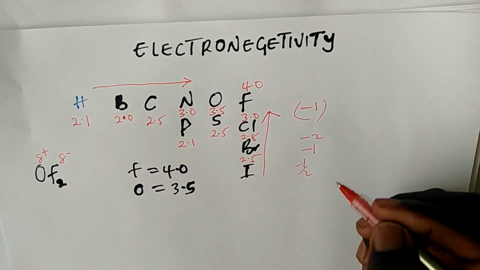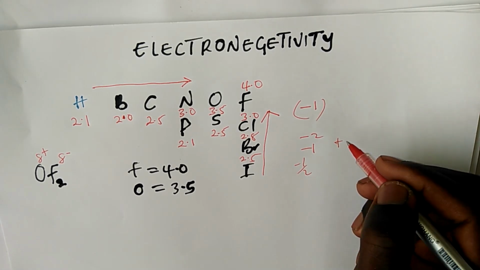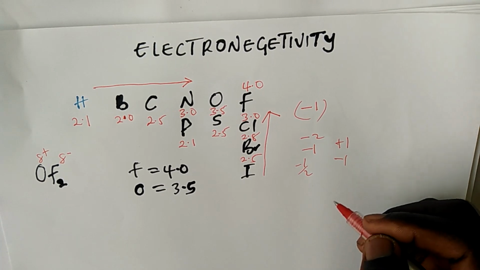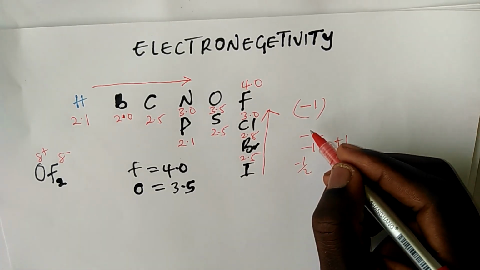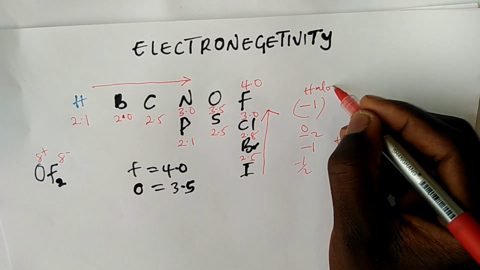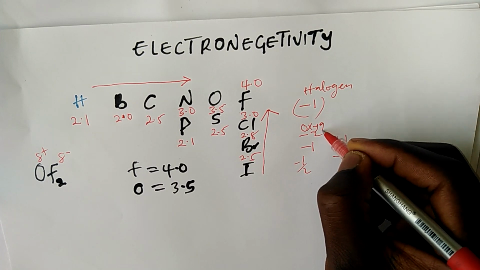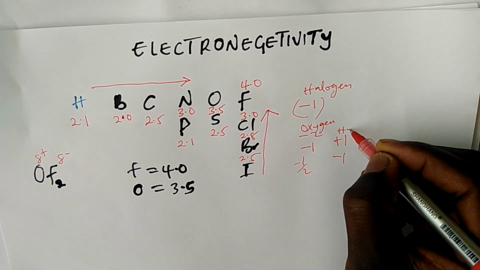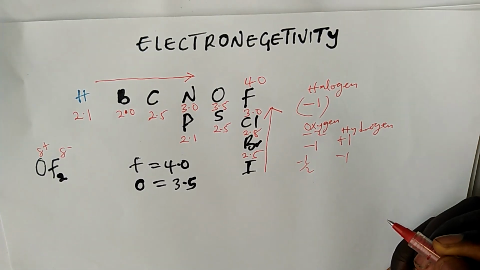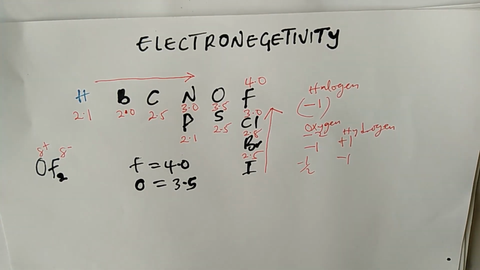We know oxygen carries -1 when it's attached to a non-metal, and it's carrying -1 when it's attached to a metal, right? So this is for oxygen, this is for halogens, and this is for hydrogen, right? Now pay close attention to these electronegativity values.